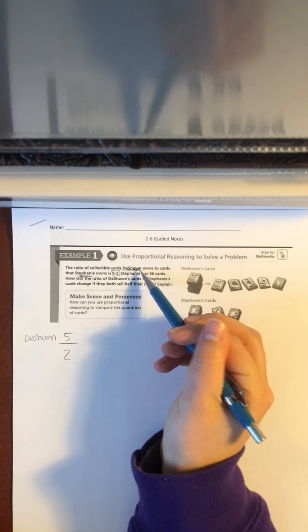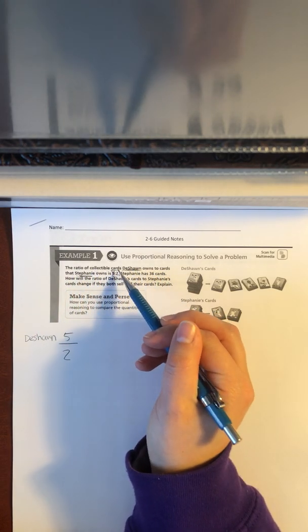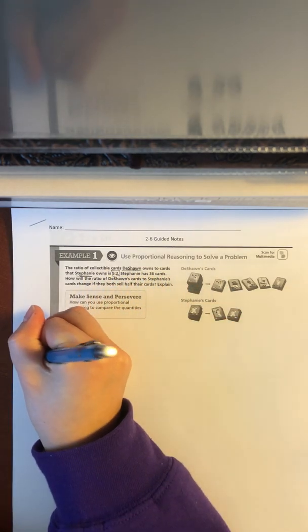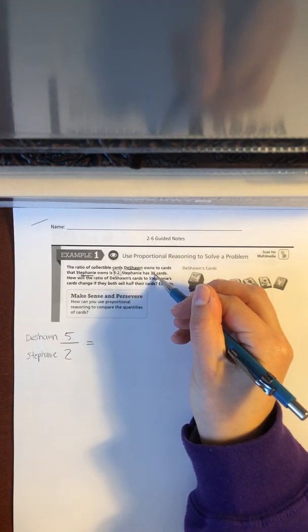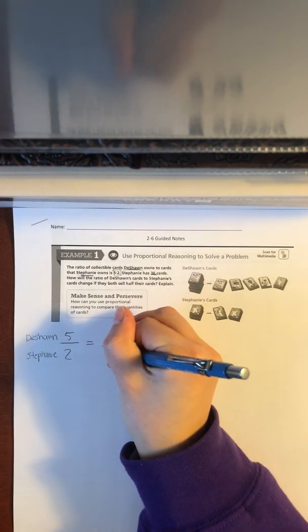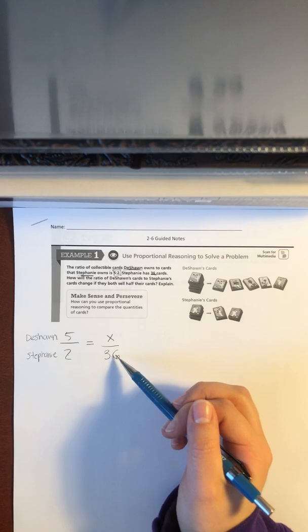The ratio of collectible cards Deshawn owns to cards that Stephanie owns is 5-2. So Deshawn on top, and then we're going to put Stephanie here, equals, Stephanie has 36 cards. Since Stephanie has 36 cards, that's going to go on the bottom with where Stephanie is. Okay, then I'm going to put an X here because we don't know what that is. So now we need to find out how many cards Deshawn owns if Stephanie owns 36.